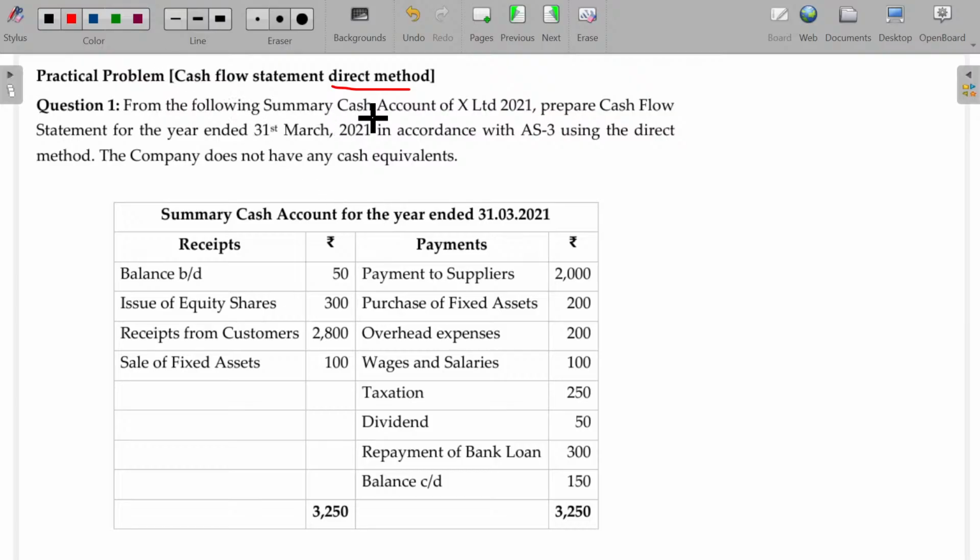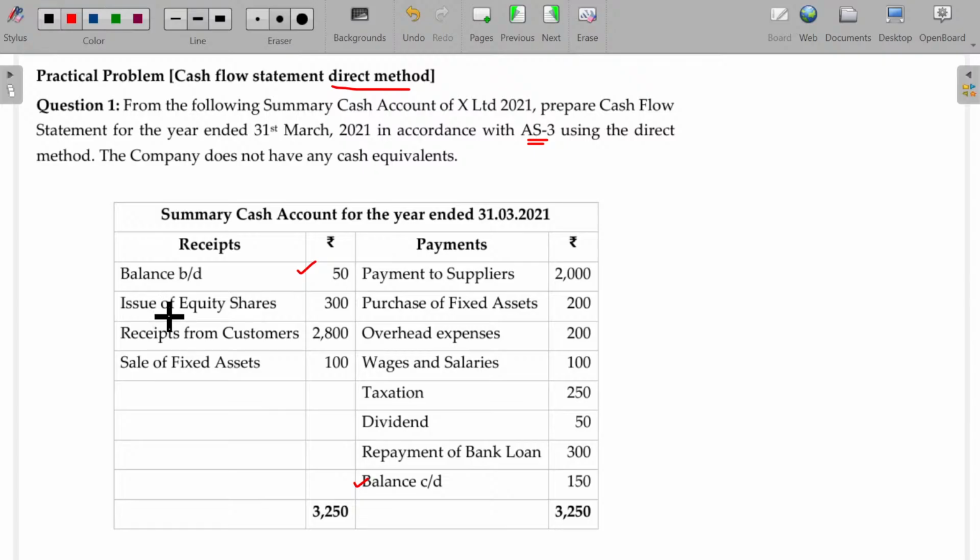From the following summary cash account of X Limited, prepare cash flow statement for the year ended 31st March 2021, in accordance with AS 3 using direct method. Which method? Direct method. We have been given opening cash and closing cash.